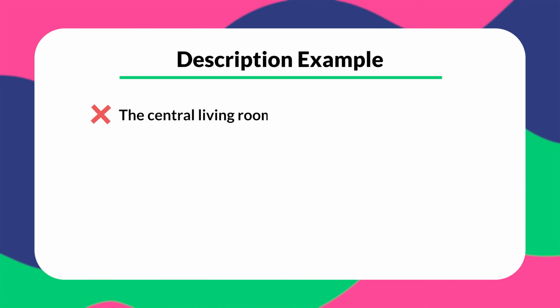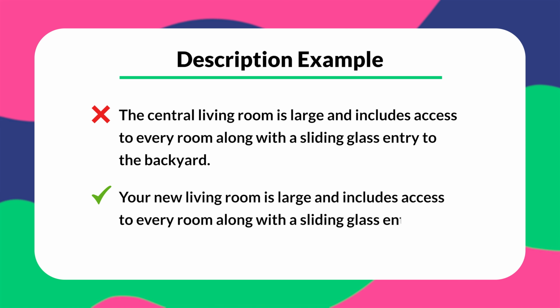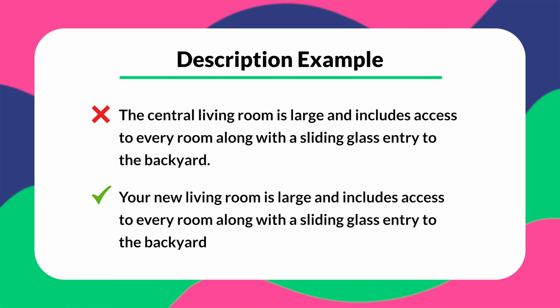Instead of saying, "The central living room is large and includes access to every room along with a sliding glass entry to backyard," you could say, "Your new living room is large and includes access to every room along with a sliding glass entry to the backyard." That is better, but it does still need a little bit of work, so let's move on to the next section and what we can do about it.